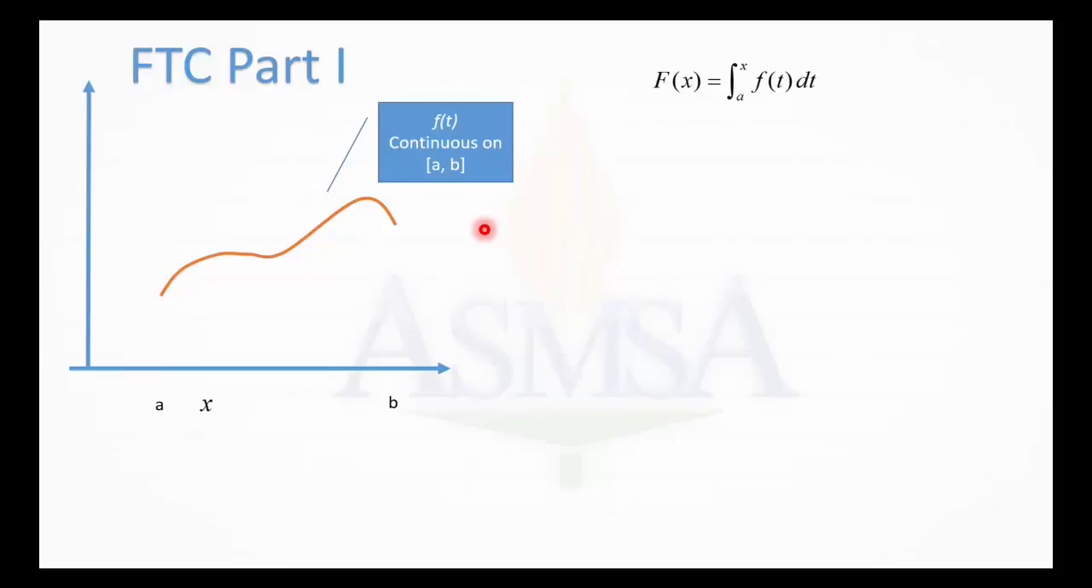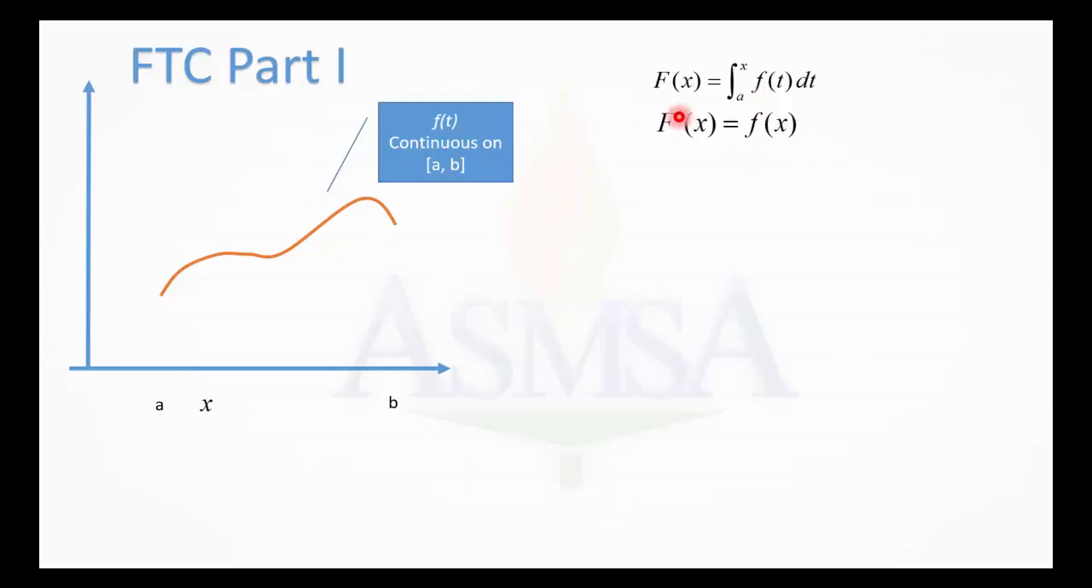What I want to do is just define a function. Big F of x is equal to this integral right here. And what I want to prove is that big F of x is actually an antiderivative of little f of t. In other words, I want to prove this: F prime of x is equal to f of x. So big F is an antiderivative of little f.